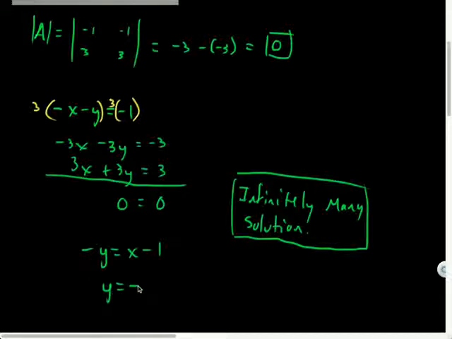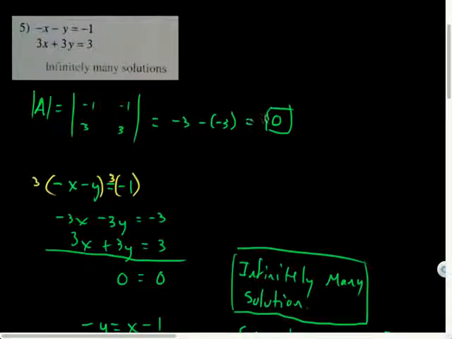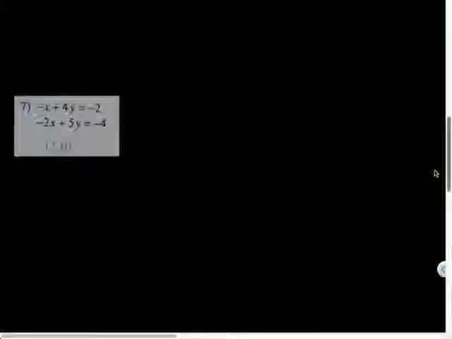Ugh, that's an ugly minus sign. -x plus 1. So the set of solutions would be the set of all x, y, such that y is equal to -x plus 1. So any ordered pair that makes this equation true would work, is essentially what they're saying. So it's not just every combination of x and y. So anytime you have a 0 for the determinant of your coefficient matrix, it's either no solution or infinitely many solutions.